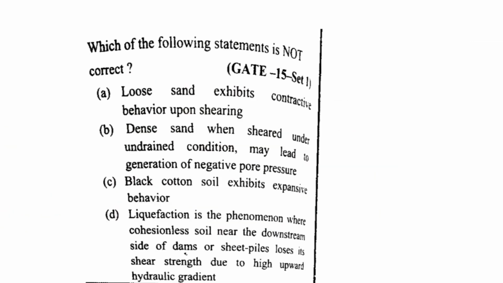Question from GATE 2015. Which of the following statements is not correct? Loose sand exhibits contractive behavior upon shearing. Dense sand when sheared under undrained condition may lead to generation of negative pore pressure. Black cotton soil exhibits expansive behavior. Liquefaction is the phenomenon where cohesionless soil near the downstream side of dams or sheet piles loses its shear strength due to high upward hydraulic gradient.